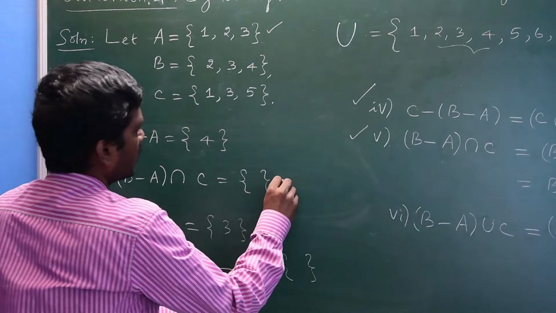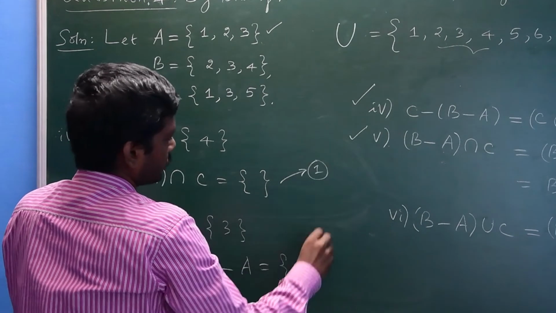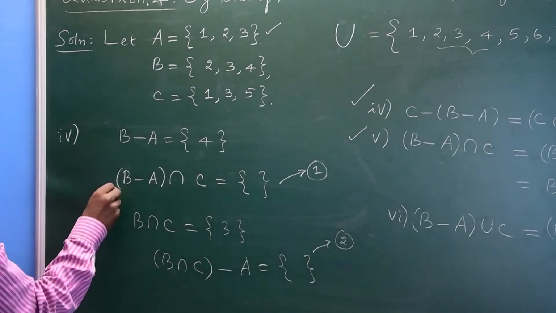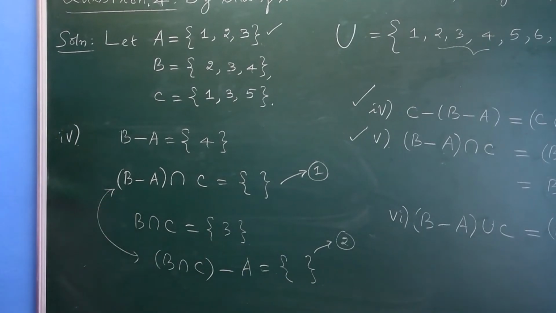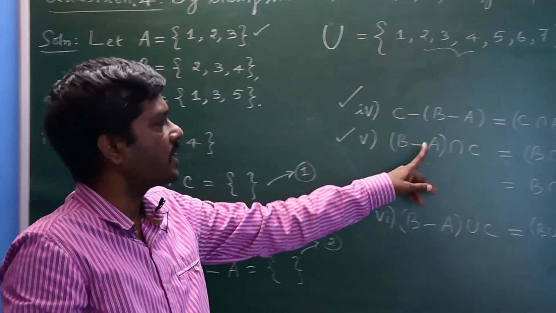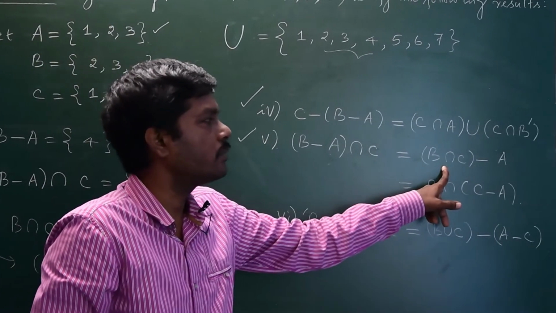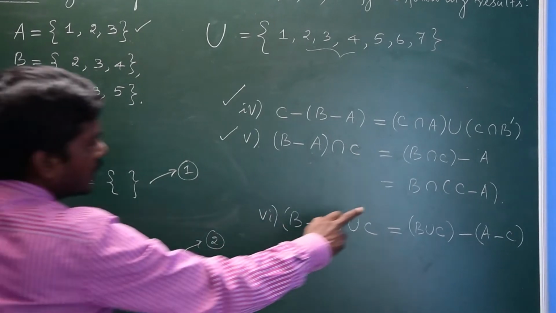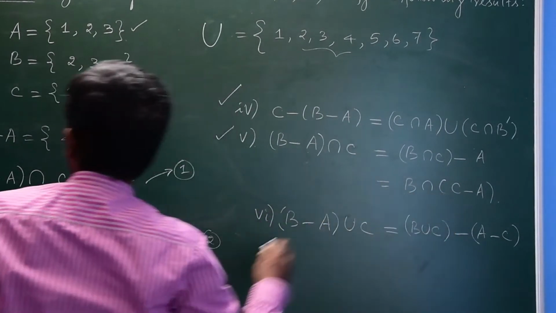Okay. So now look, this is 1, this is 2. So from these two we see that the two results are equal. Namely the fifth result: B minus A intersection C is equal to B intersection C minus A. And now, let us find out C minus A.